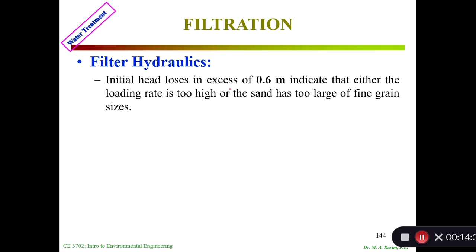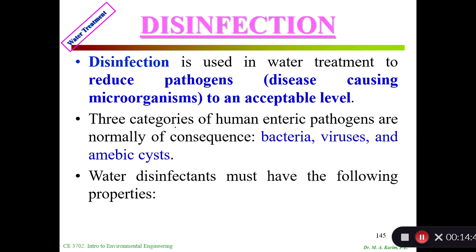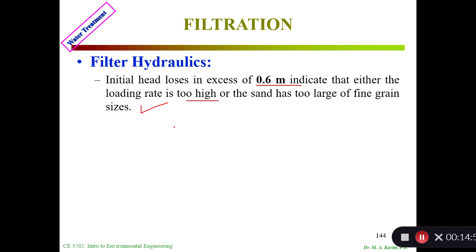If the initial head loss exceeds 0.6 meter, it indicates that either the loading rate is too high or the sand has large fine grain material. That means the flow rate is not going through. So in this case, we may have to change it, redesign it, and things like that. Okay, so we are going to stop here.